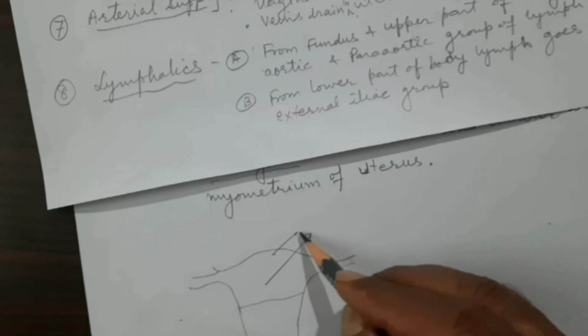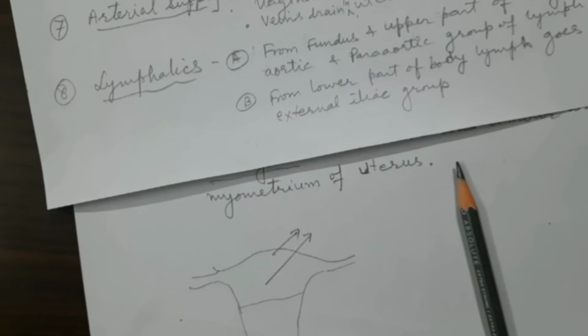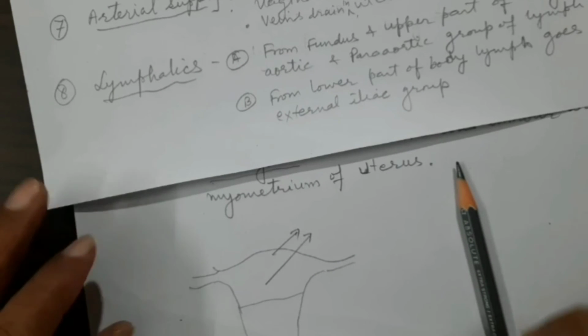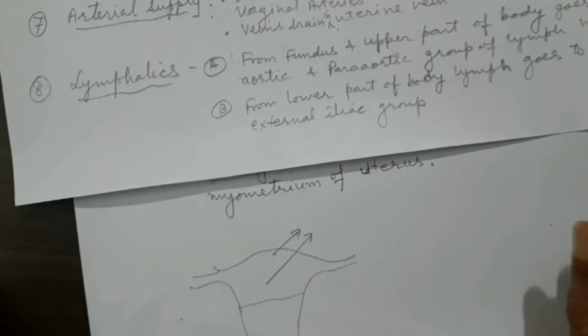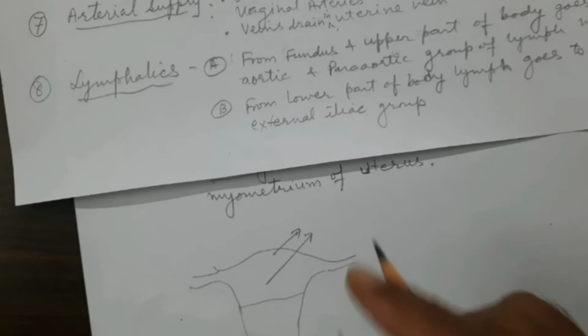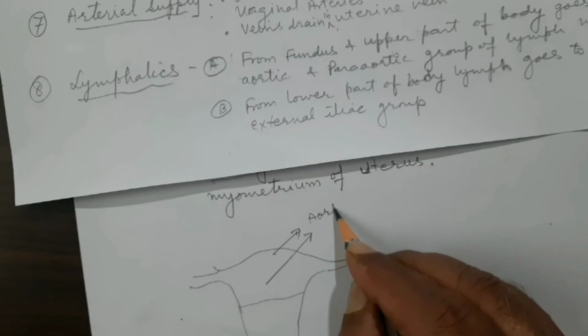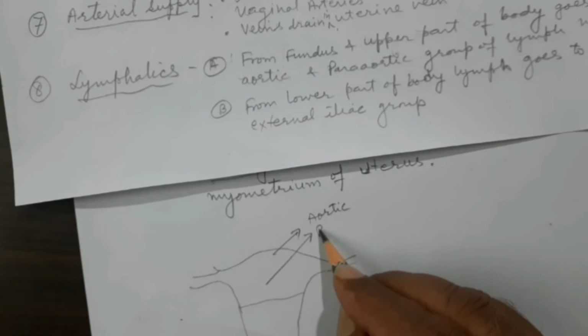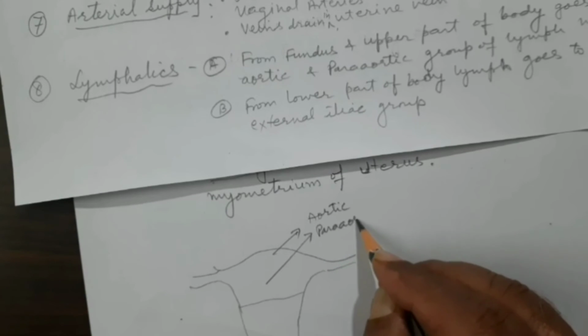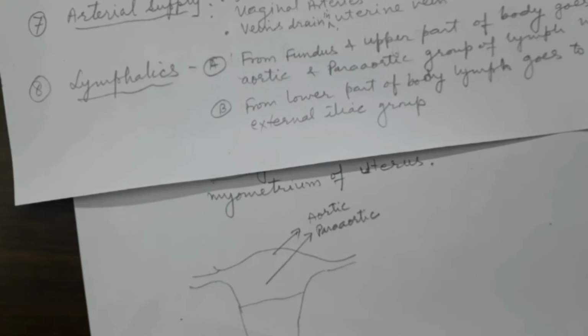From here, the lymphatics will go to the lymph nodes situated in front and on the side of the aorta, the abdominal aorta. So it drains to the lymph node group which is in front of the aorta and on the side of the aorta, that is the para-aortic group of lymph nodes, aortic and para-aortic. So upward it will go to the aortic and para-aortic group of lymph nodes.